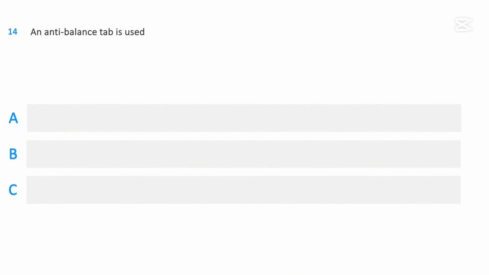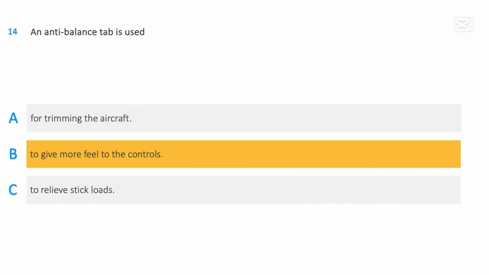An anti-balance tab is used for trimming the aircraft. To give more feel to the controls. To relieve stick loads. The correct answer is to give more feel to the controls.